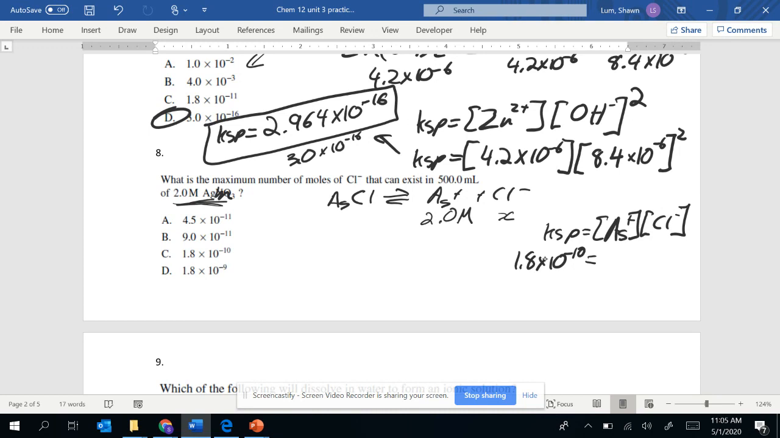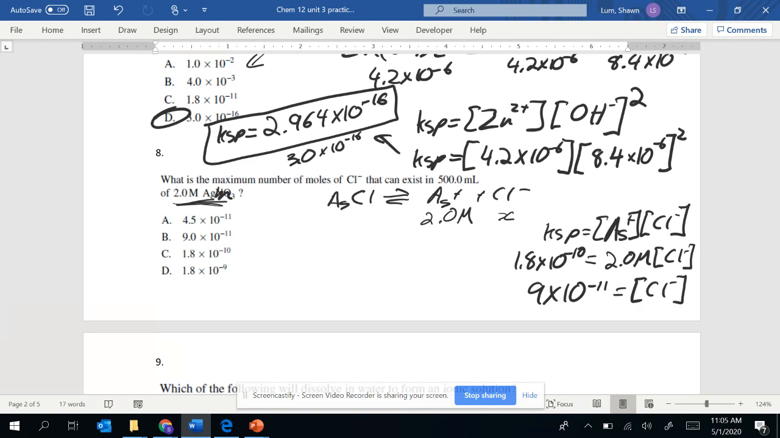Go back here and I type in 1.8 times 10 to the minus 10 equals, and that is going to equal our concentration of Ag, which is 2 molar, times the concentration of Cl minus. And that's what we want to figure out. So I'm going to type into my calculator 1.8 times 10 to the minus 10 divided by 2. Okay, so I'm dividing by 2 on both sides. And what I get is 9 times 10 to the minus 11. And that equals the concentration of Cl minus.